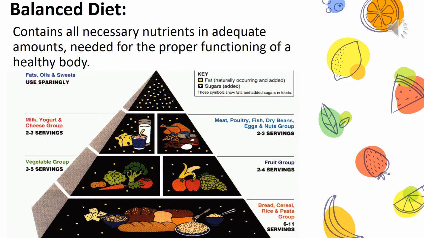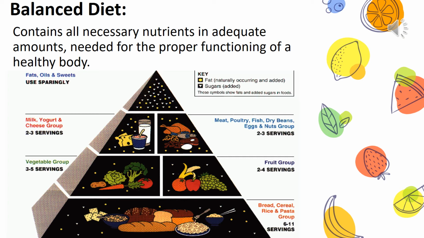Okay, in a balanced diet, you have energy giving foods, that is carbohydrates and fats. You have bodybuilding foods, that is the proteins, and the protective foods, that is vitamins and minerals. Okay, sufficient quantity of water and roughage should also be present. So if you have all these nutrients in the right amount in your daily diet, then you say that it's a balanced diet.